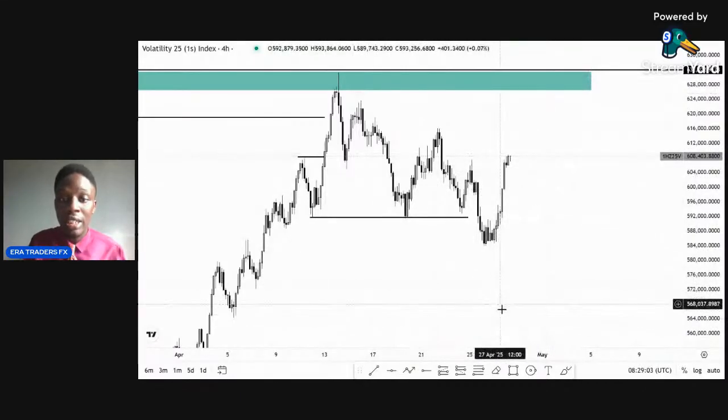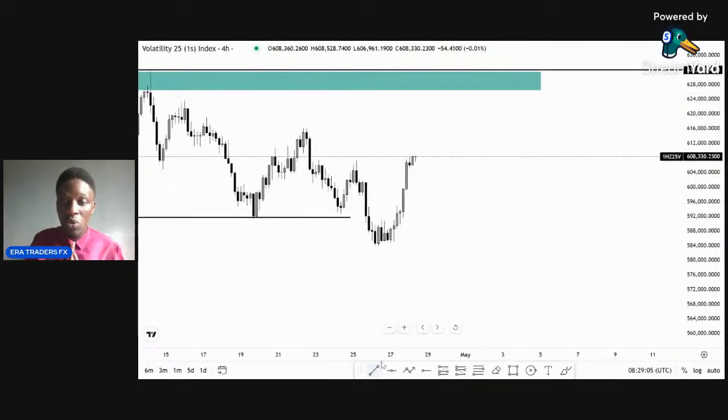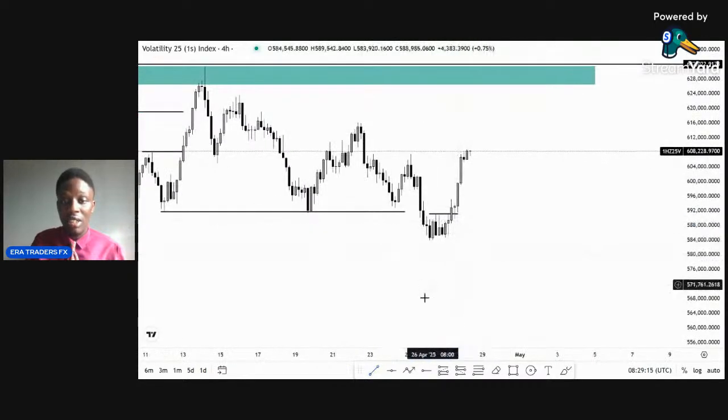Now we cannot just start selling, because where the price starts the change of character from the 4 hour time frame, that's breaking structure to the upside, was here. I saw it around yesterday.